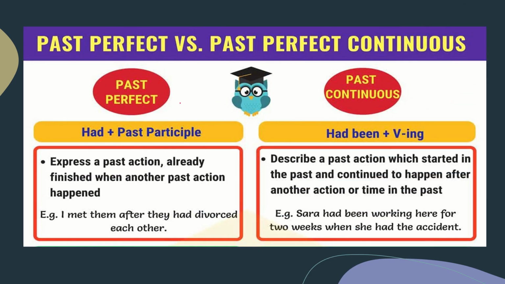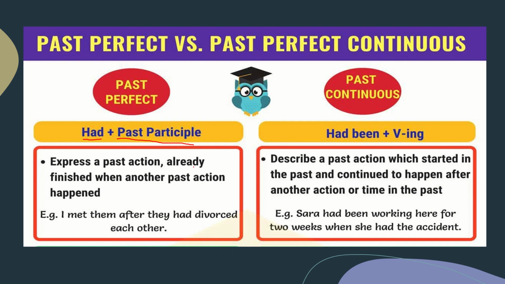So here we have past perfect versus past perfect continuous. So let's see. The past perfect is had plus past participle. We already know this.